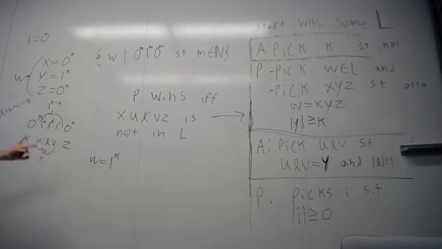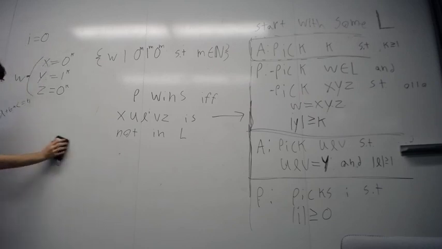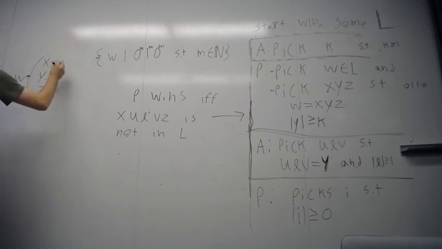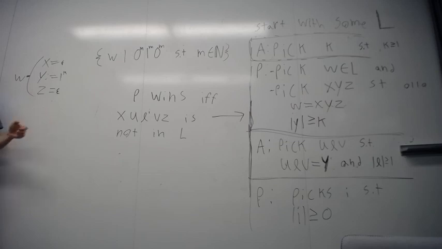Do you mind if I erase this example and actually just use this? I like this chart setup. Empty set, 1 to the k. That's always a palindrome, right? So this satisfies all the things I need to do in part 1. I need to pick something that is at least of size k, and I need to make sure that it's in the language. This satisfies those things, right? Cool.